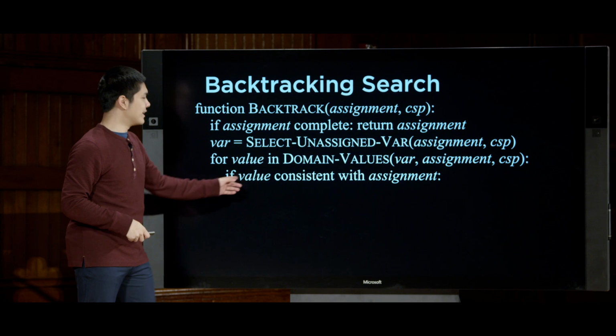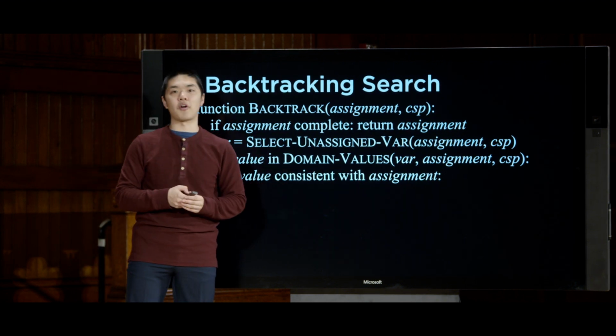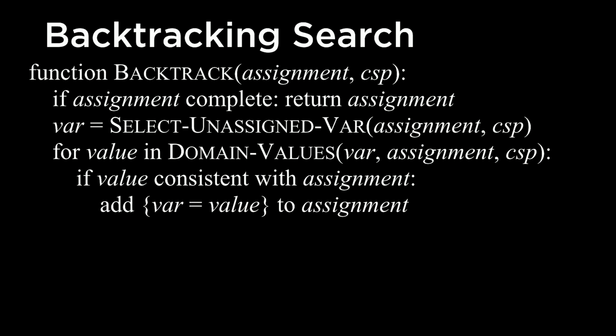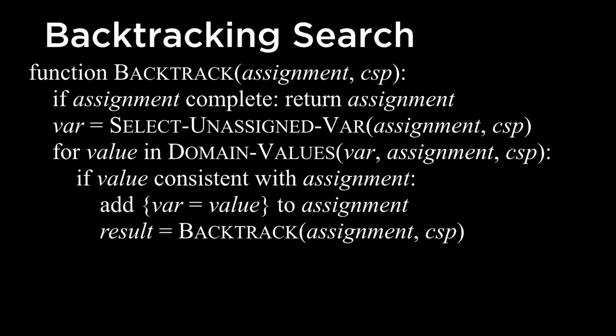So if the value is consistent with the assignment so far. It doesn't violate any of the constraints. Well, then let's go ahead and add variable equals value to the assignment because it's so far consistent. And now let's recursively call backtrack to try and make the rest of the assignments also consistent. So I'll go ahead and call backtrack on this new assignment that I've added the variable equals value to. And now I recursively call backtrack and see what the result is. And if the result isn't a failure, well, then let me just return that result.